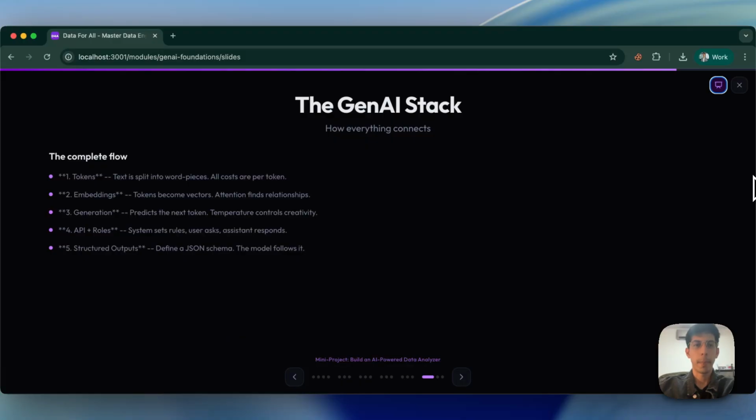Alright, everyone, we have covered a lot in this module. Let me tie it all together so you can see how every concept connects into the big picture. What I call the GenAI Stack. When you type a prompt and send it to an LLM, here's what actually happens under the hood. First, your text gets broken down into tokens, those small pieces of words we talked about at the very beginning. Then each token gets converted into an embedding, a list of numbers that capture the meaning of the token.